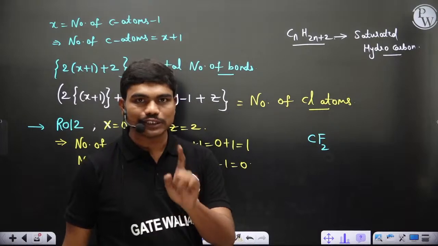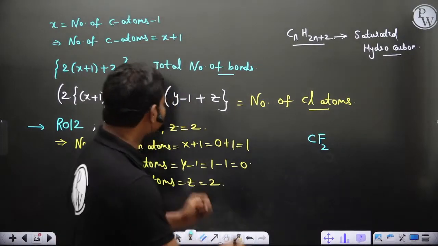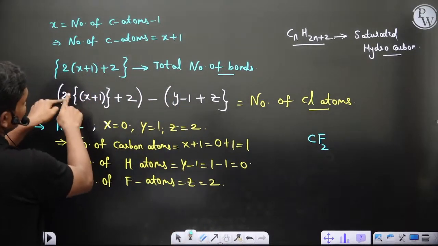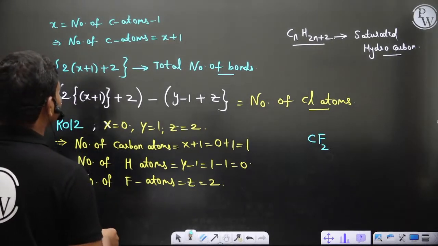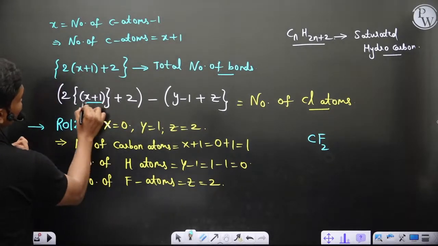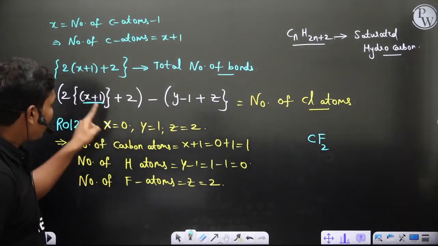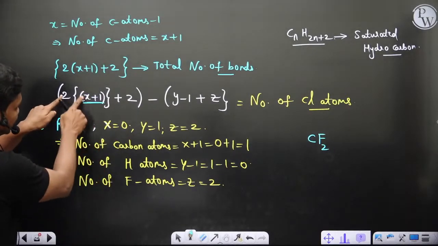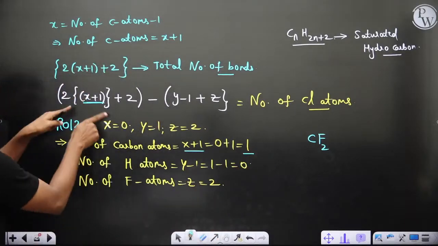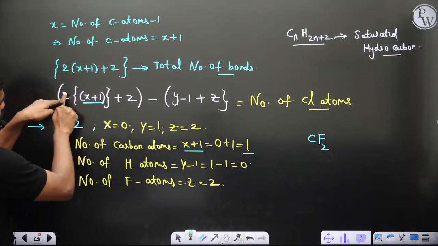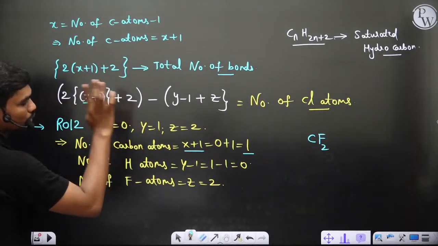But what is the valency of carbon? Carbon should have 4 bonds. Okay, I think it is 2x plus 2, no? This is the total number of carbon atoms. So if you have only 1 carbon atom, x plus 1 is equal to 1, then 2 into 1, 2 plus 2. So total you should have 4 bonds.